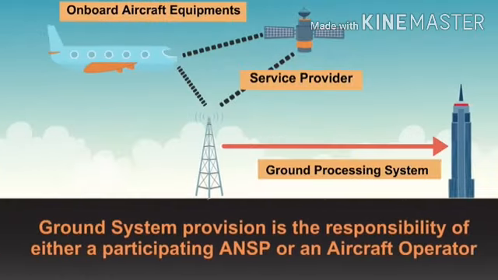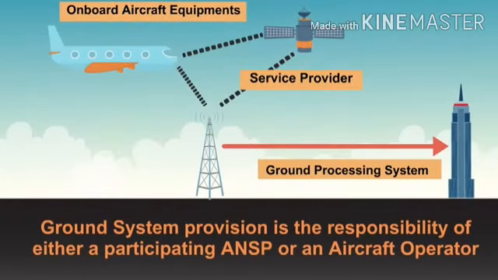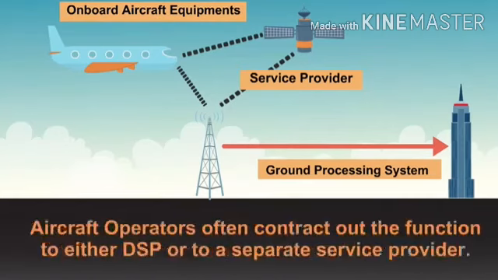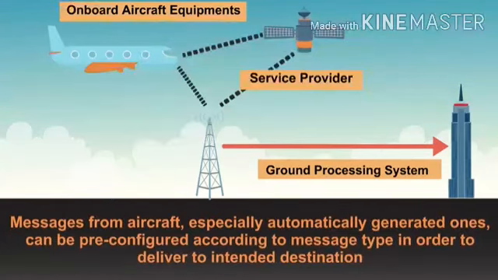Ground system provision is the responsibility of either a participating ANSP or an aircraft operator. Aircraft operators often contract out the function to either the DSP or to a separate service provider. Messages from aircraft, especially automatically generated ones, can be pre-configured according to message type so that they are automatically delivered to the appropriate recipient, just as ground-originated messages can be configured to reach the correct aircraft.